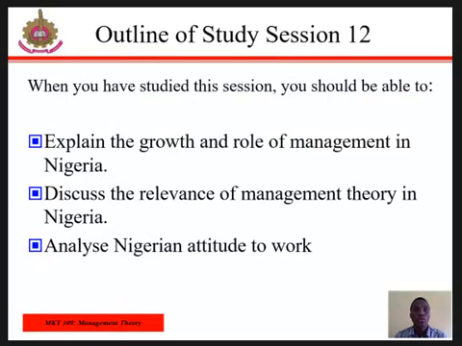Outline of study section 12. When you have studied this section, you should be able to: 1. Explain the growth and roles of management in Nigeria. 2. Discuss the relevance of management theory in Nigeria. 3. Analyze the Nigerian attitude to work.